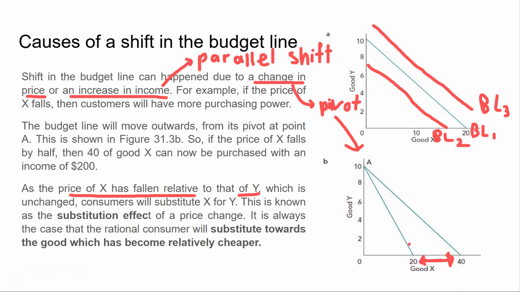This is called pivoting. If this is budget line 1 and this is budget line 2, this is called pivoting to the right. Because X is cheaper, they will buy more of X, but they will not change their consumption of goods Y, because this happens due to changes in price.